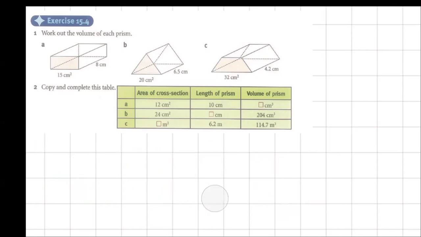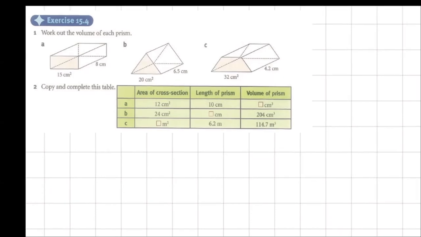Then let's go to question number 2. Copy and complete this table. So area of the cross-section, length of the prism, volume of the prism. The first one is quite easy. We need to find the volume. So the volume is the same thing as we did for question A. 12 multiplied by 10 equals 120 cubic centimeters.